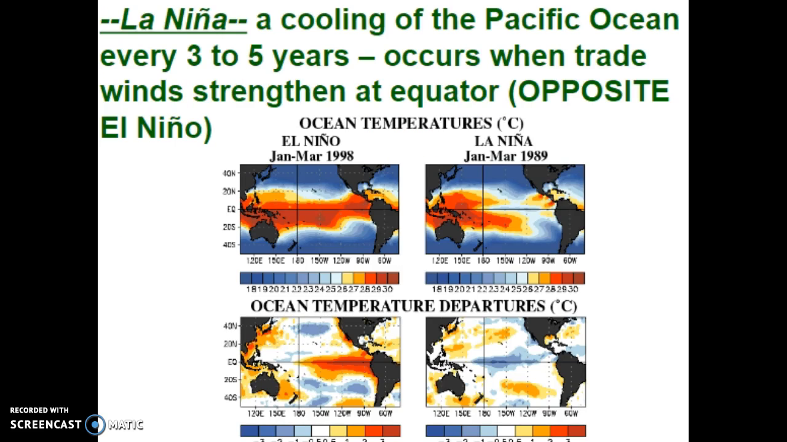And La Nina is the opposite. This is when the trade winds strengthen at the equator. So there's a cooling of the Pacific Ocean every 3 to 5 years. And so El Nino and La Nina work opposite of each other and can cause kind of a short-term weather change.